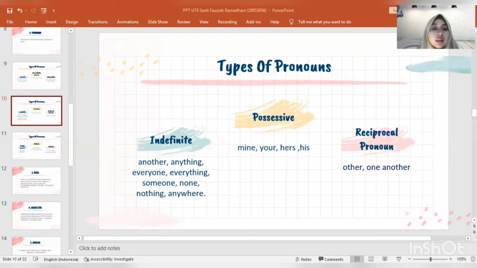The next is possessive. Possessive is to show possession. For example, mine, yours, hers, his. The next is reciprocal pronoun. Reciprocal pronoun shows that two or more subjects perform the same actions against each other. For example, each other, one another.